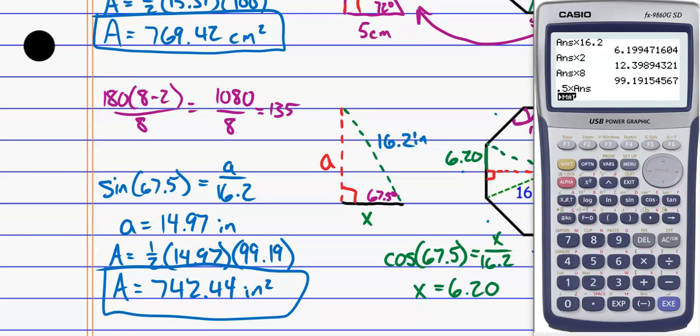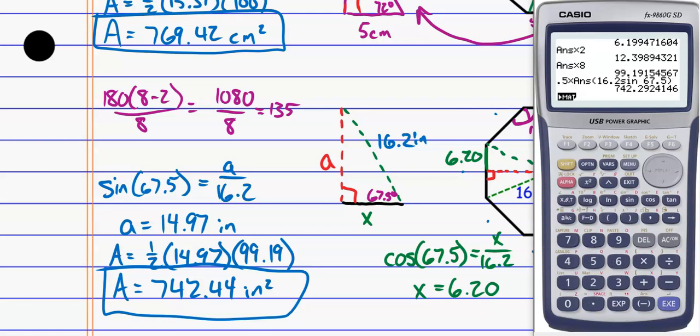And then if I didn't want to round off this other guy, I'd have to literally punch in 16.2 times the sine of 67.5, okay? And that's what I would get if I didn't round anything off. And notice the answer is slightly different, 242.29. And really, it depends on the context. For something like this, that slight difference isn't going to matter in terms of the overall area of this thing. Okay? So keep that in mind.